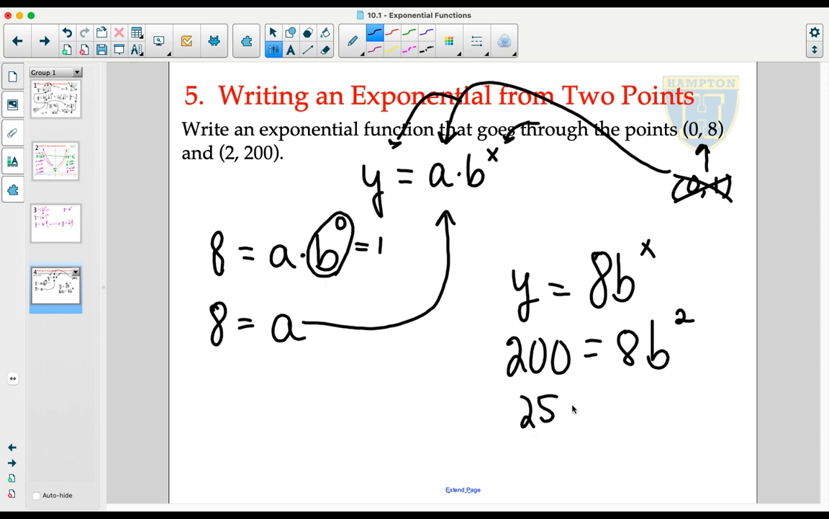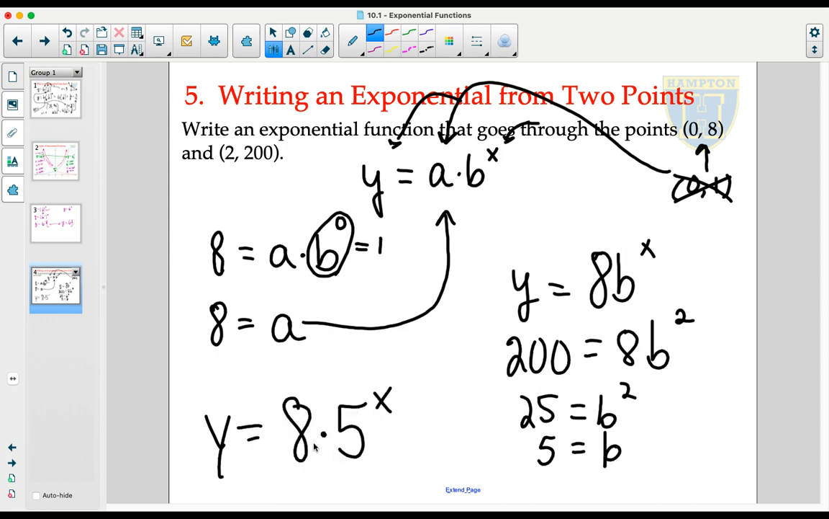Divide both sides by 8 and take the square root. I know I want the positive root because the exponential base has to be positive, so I don't have to mess around with 5 and negative 5. I can just say that I know my base is 5. So my final version of the exponential function is 8 times 5 to the x.